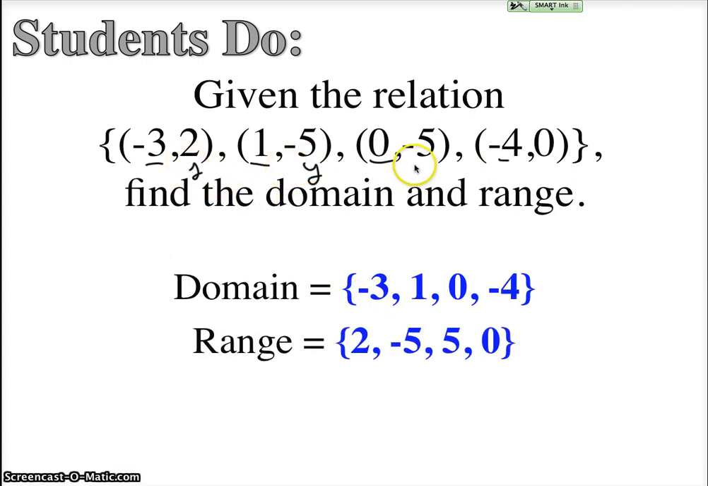Now, there is a mistake here, so keep this in mind. I shouldn't have a positive 5. There are no positive 5s in these ranges. But I have 2 negative 5 values, but I only write it once, not twice. So if there's a repetition and I'm listing my range, I only write it once.